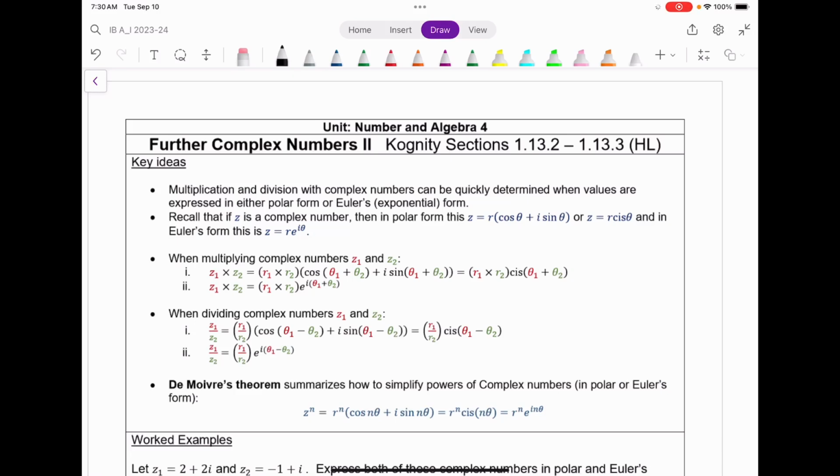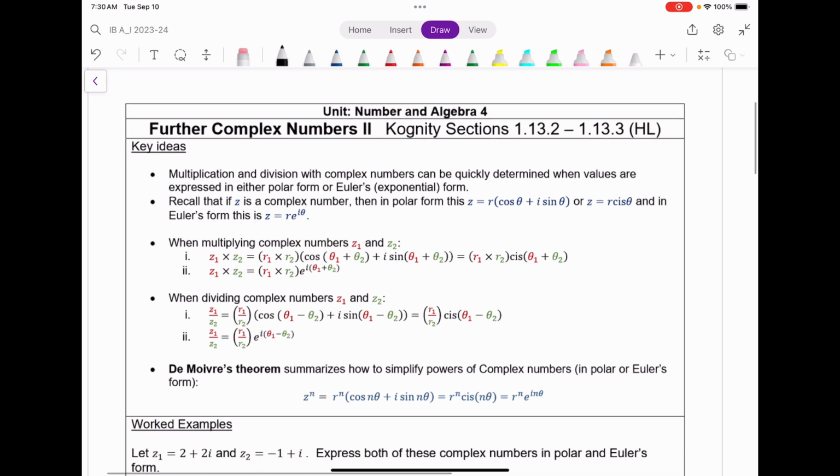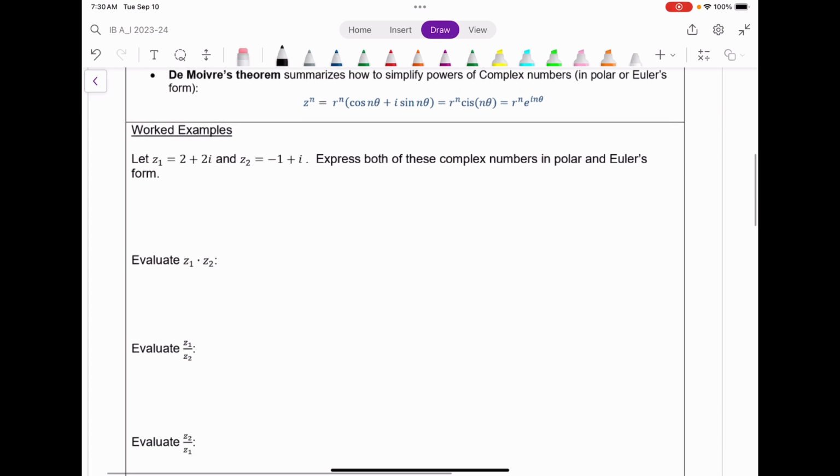All right, so continuing our journey here into complex numbers. The focus of today is looking at how when numbers are written in polar or Euler's form, operations with them can be done quite readily, even without a GDC. And so let's look at this.